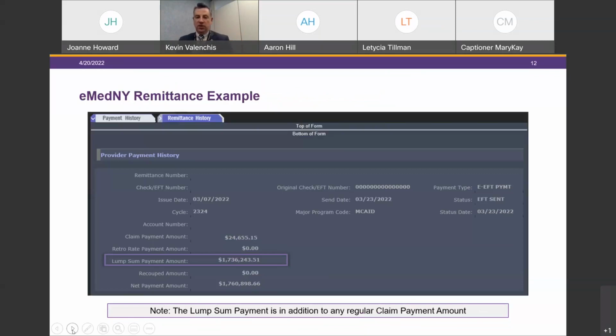So here's the long-awaited unveiling, because we wanted to show you what we see when we look at remittances in eMedNY. Just to be clear, what I've heard providers say is they've looked at the net payment amount at the bottom of the screen. What you really need to talk to your billing agents about and look at is this lump sum payment amount highlighted in purple.